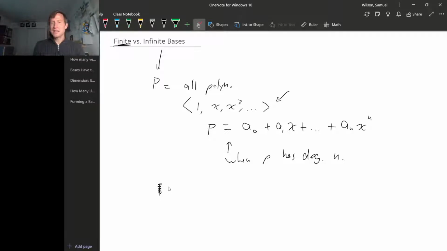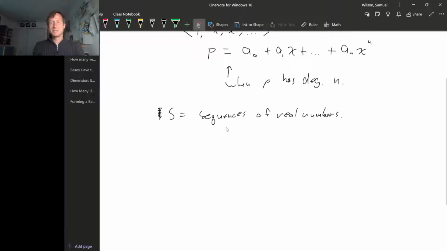As an example, let's let S be the set of all sequences of real numbers. And by sequences, I mean infinite sequences, that is to say, lists of real numbers that go on forever. Adding these term by term and doing multiplication term by term gives you a vector addition and scalar multiplication for these. So what would a basis for this even look like?